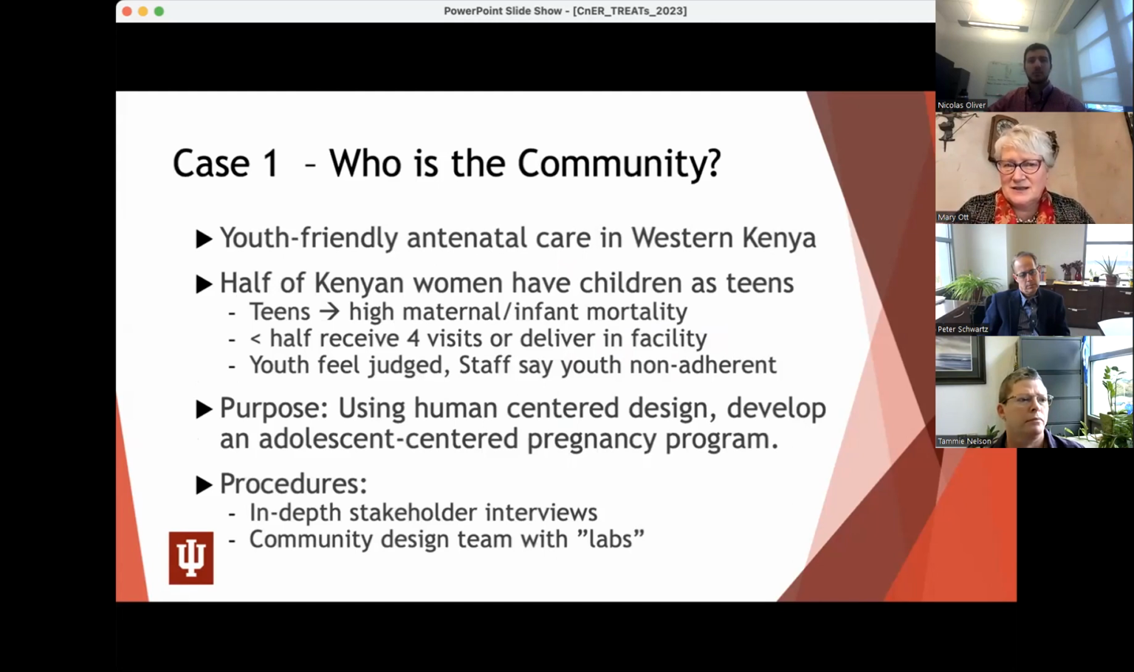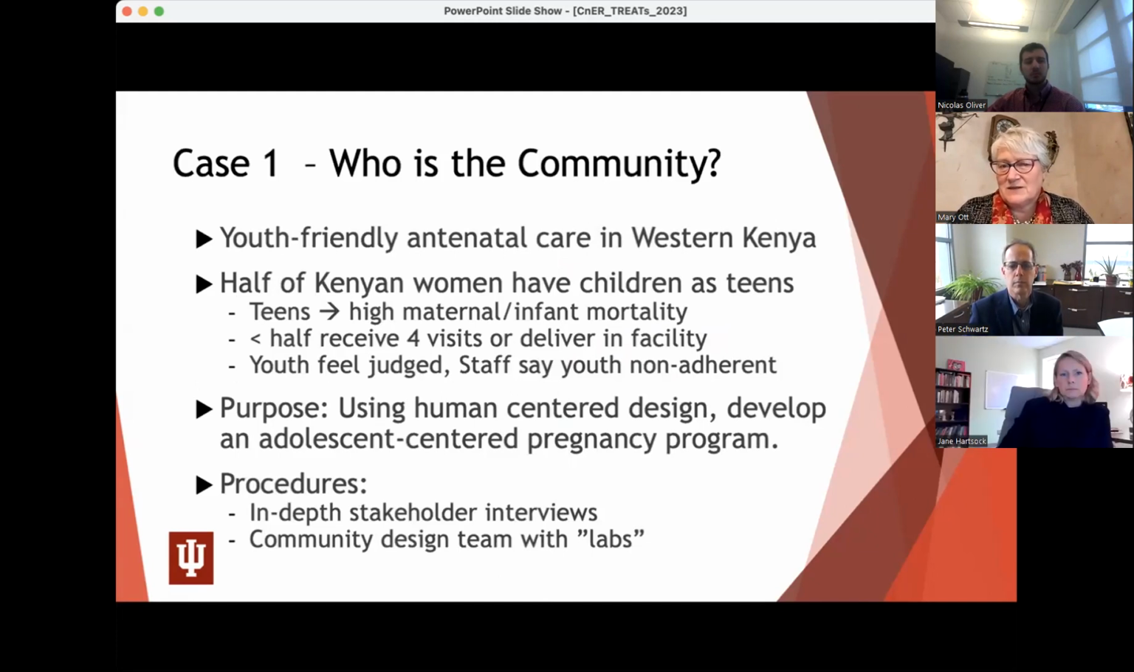Colleagues of mine wanted to design youth-friendly antenatal care services in Western Kenya. Half of all Kenyan women in their area have children as teens, and teens have higher maternal and infant mortality rates. Less than half of teens receive the recommended four visits or deliver in a facility, which in a low resource setting is really important.